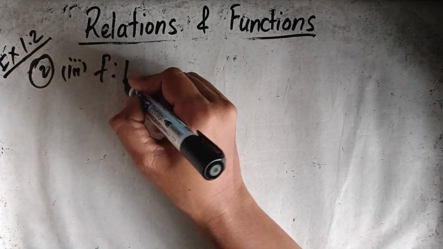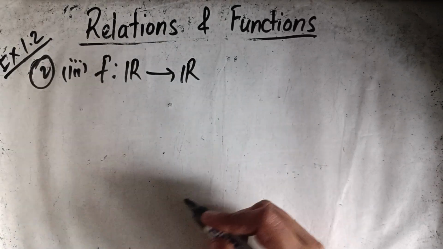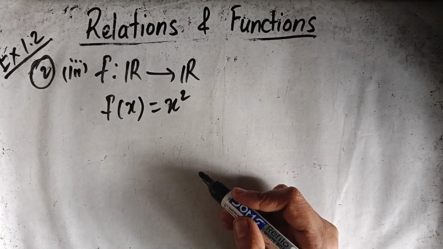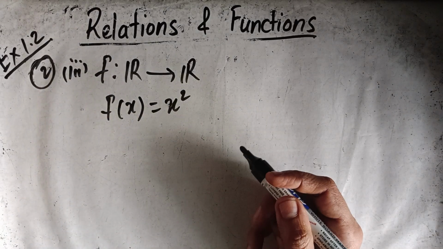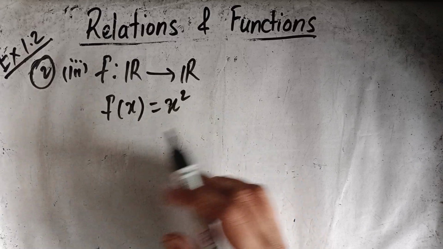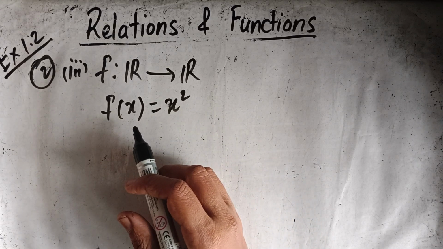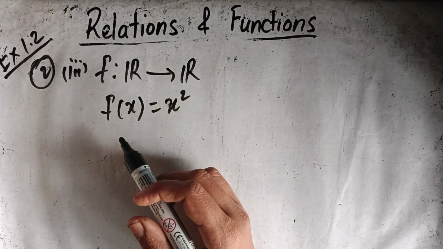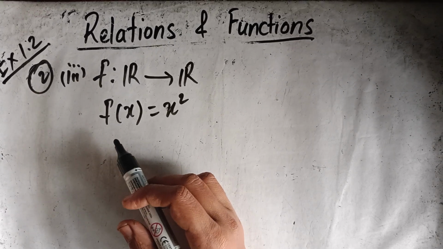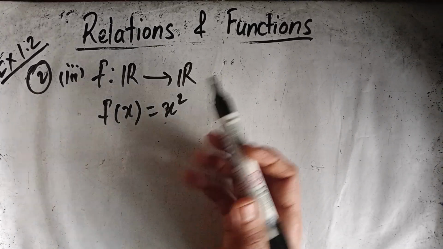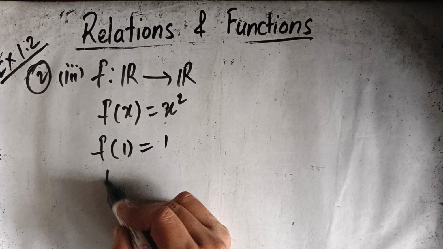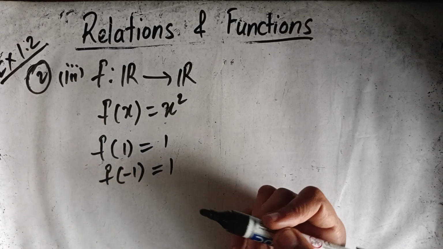F from R to R given by f of x is equal to x square. This is a set of real numbers. Real numbers all are there. This we have done, I think. Here also same thing because negative numbers are there. So f of 1 is going to 1 and f of minus 1 is going to 1, so not 1 1.